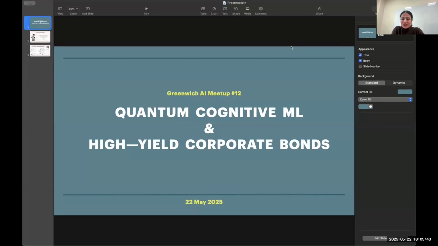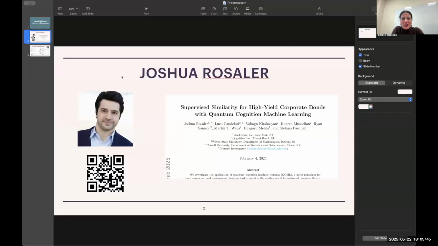Joshua is the first author of this paper that we picked up last time. Without his permission, I added a QR code to his LinkedIn. No problem at all. I figured LinkedIn is now kind of considered okay.